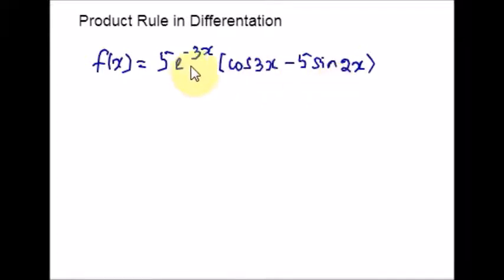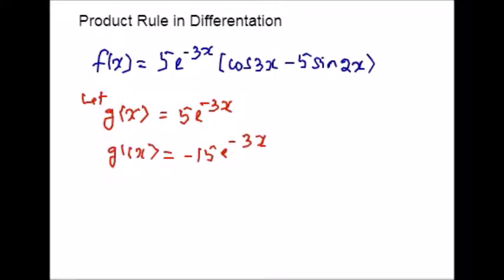So let our functions g and h be, g is 5 e raised to negative 3x and h is cos 3x minus 5 sin 2x. Let's now find g dash of x for this one and h dash of x for this expression. g dash of x is 5 e raised to negative 3x times negative 3. Hope you're clear with the step. Now let us identify what is h of x and find h dash of x.